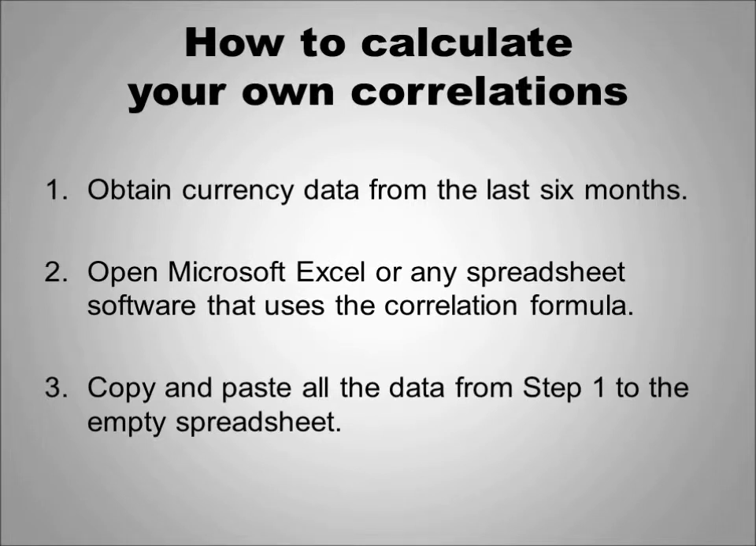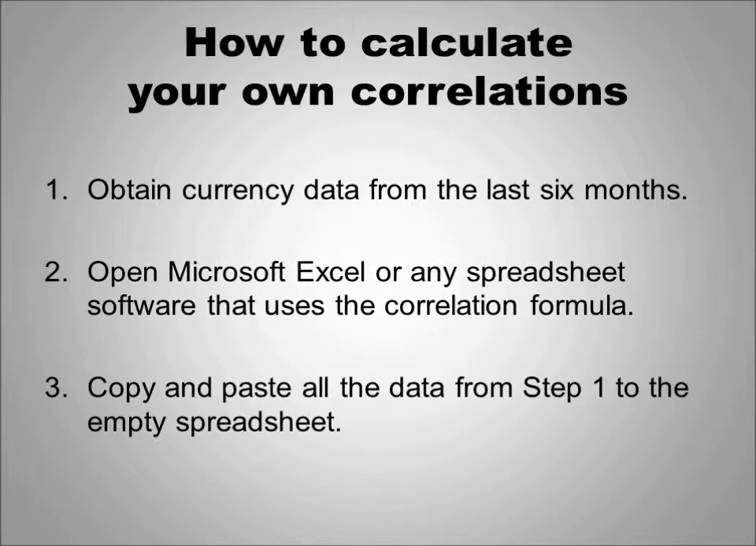Number 3, copy and paste all of the data from step 1 to the empty spreadsheet. Again, we're looking at a pair and we're listing all of the closes for the past 6 months, and we're going to transfer that information to the spreadsheet. I'm going to walk you through this here.